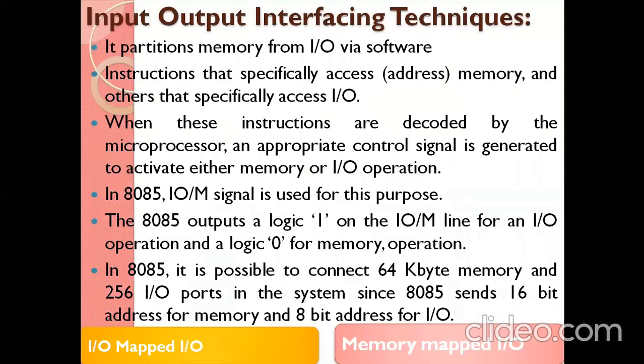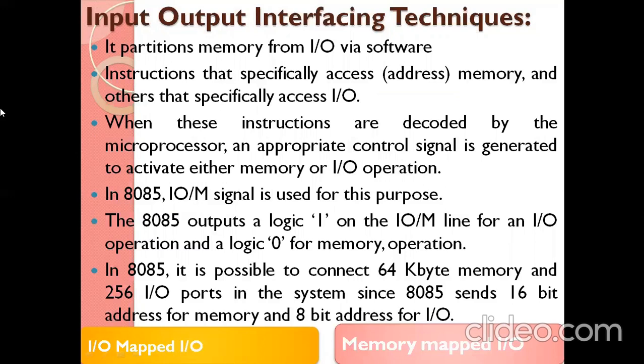I/O interfacing techniques. There are two types of I/O interfacing techniques available. One is I/O mapped I/O, and the other is memory mapped I/O. In the I/O mapped I/O technique, 8 address lines are needed. By using these 8 lines, we can connect 256 input and output devices. In I/O mapped I/O, only 8 lines are needed. 2 power 8 means 256. We can connect 256 input and output devices.